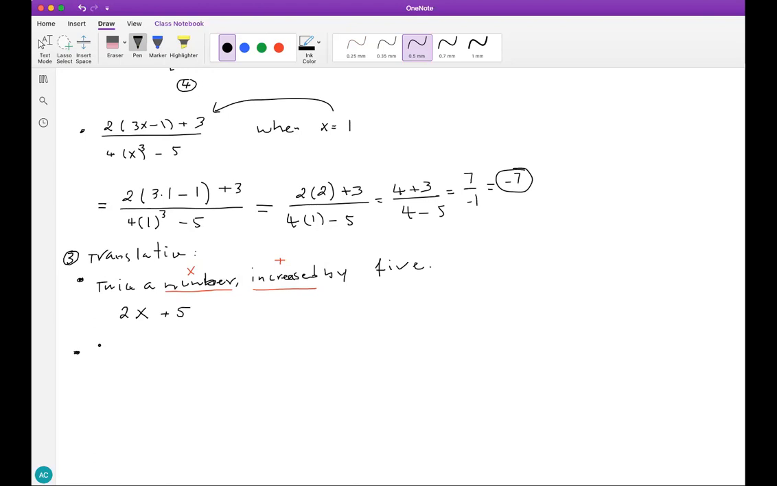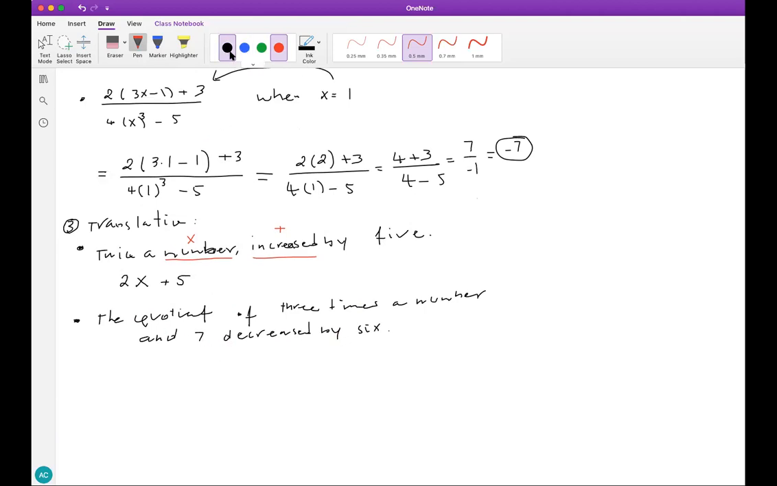Let's do another one. Let's say the quotient of 3 times the number and 7 decreased by 6. Okay, that's another sentence again. We're going to translate this into an algebraic expression: the quotient of 3 times a number and 7 decreased by 6.